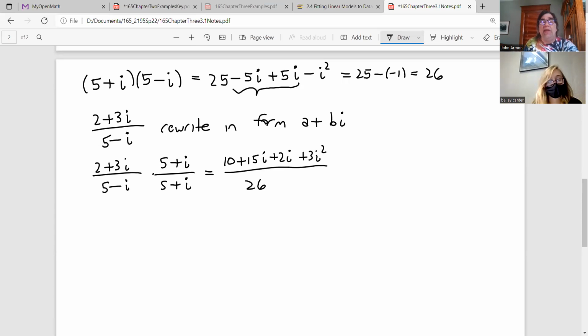And then just make sure to write it in this particular form right here. So 10 minus 3 is 7. 15i plus 2i is 17i. And there you have it. So you just divided. But you really didn't divide, you rewrote.